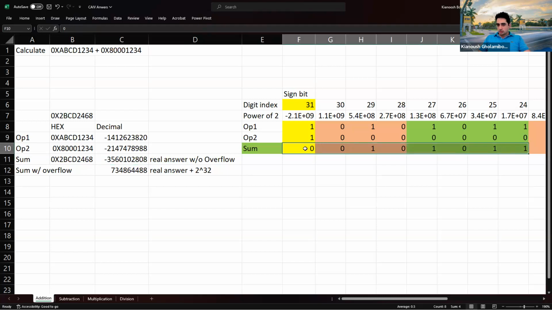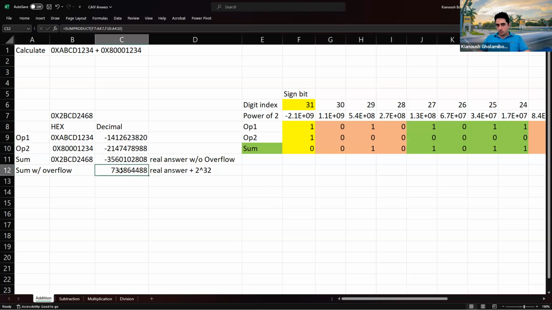If you try to convert the last row to decimal using the same approach of multiplying every bit by its corresponding power of 2, the answer that you will get at the end would be this, which is again the sum product of the sum row and the power of 2 row, which is going to be this 734 million something, which is a relatively small positive number.